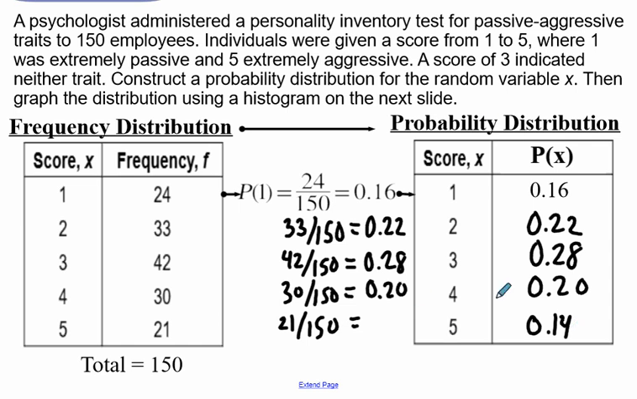Now I have a probability distribution. Now I can say there's 20% of people who scored a 4, 22% of people who scored a 2. We should verify real quick that we actually made a correct distribution. We verify that by checking all of these are between 0 and 1. Yes, there are no negatives and no probability bigger than 1. And if I add up all of the probabilities, 0.16 plus 0.22 plus 0.28 plus 0.2 plus 0.14, I get 100%. So it is a valid probability distribution.